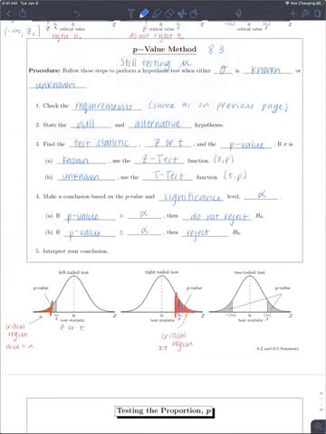Okay, so, oh yeah, then the last step, always interpret your conclusions. Always, always, always. But do you guys now see the difference between the p-value method and the critical value method? Like, is it very clear, the difference between them?